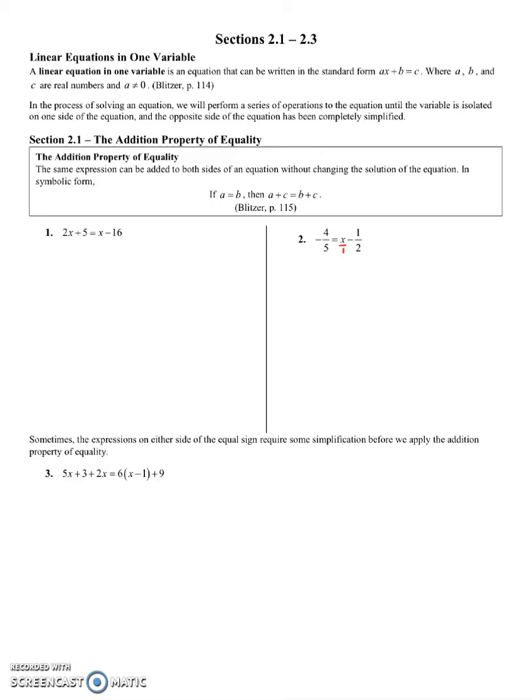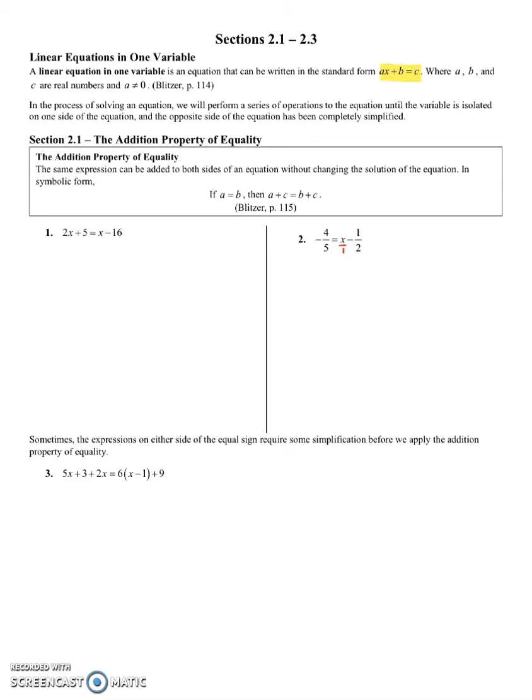We're going to talk about section 2.1 first. That's linear equations in one variable. Well, actually, this whole chapter is linear equations, but we'll start by saying that a linear equation in one variable is an equation that can be written in the standard form ax plus b equals c. And a, b, and c have to be real numbers.